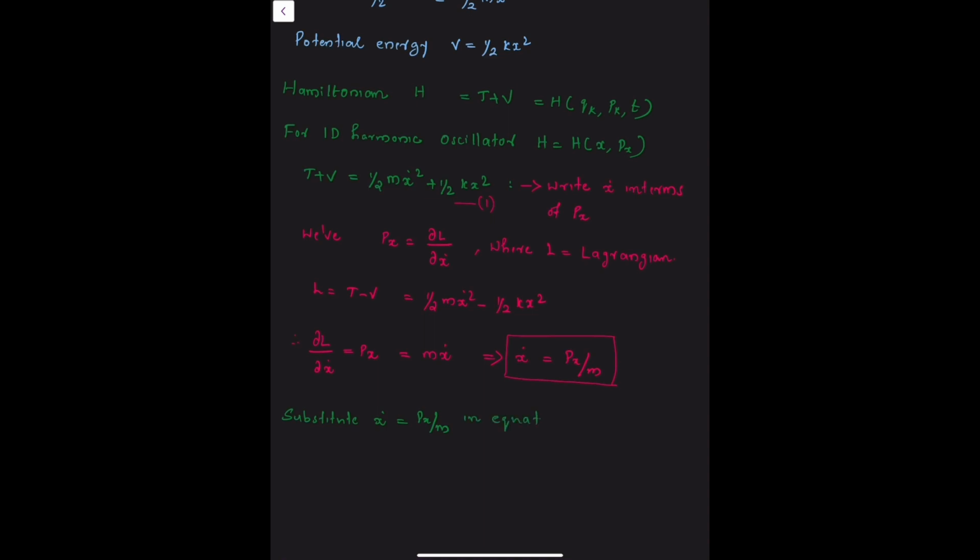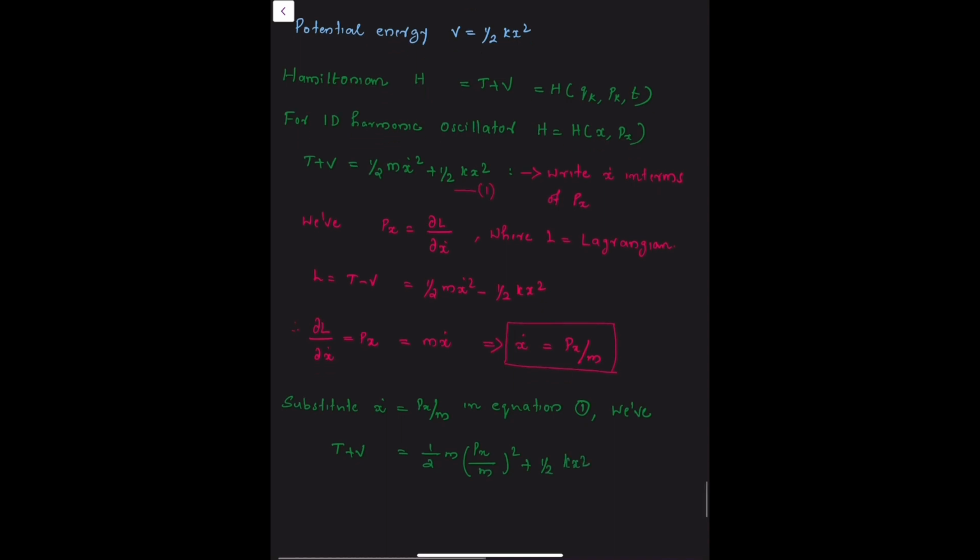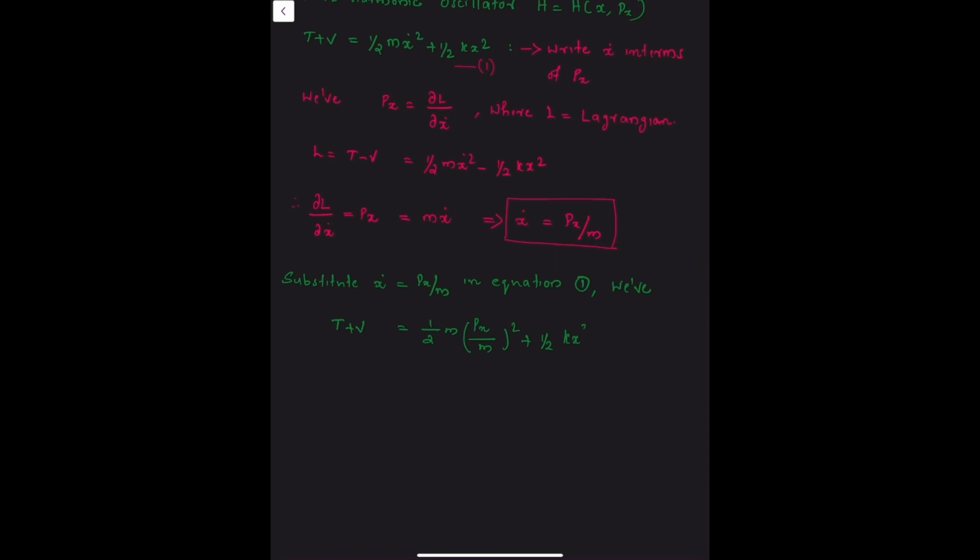Substitute x dot equal to px by m in the above equation. We have T plus V that is equal to half m into px by m whole square plus half kx square. And this is nothing but px square by 2m plus half kx square. Now this represents the Hamiltonian H. Why? Because now the Hamiltonian contains x and px. Thus H is a function of x and px. Thus H is equal to px square by 2m plus half kx square is the Hamiltonian for the 1D harmonic oscillator.